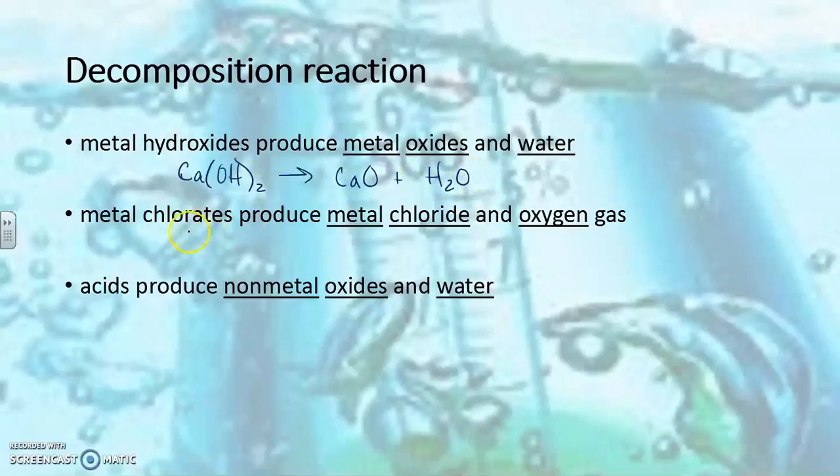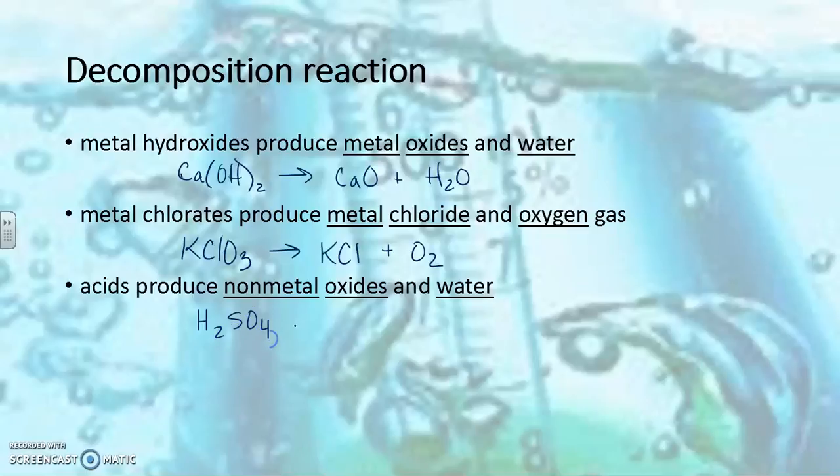A metal chlorate, let's say we have potassium chlorate, is going to break down to produce the metal chloride, here's your metal, potassium chloride, and oxygen gas. This is fun. I know you guys are like, oh my gosh. All right, and then we have acids that will break down. Let's say that we have H2SO4. Well, H2SO4 is going to break down to produce its nonmetal oxide, so SO3 and water.